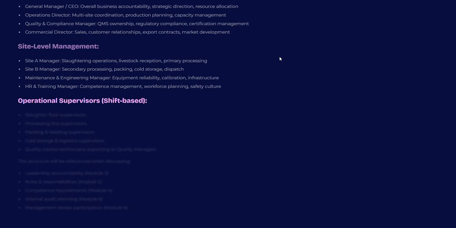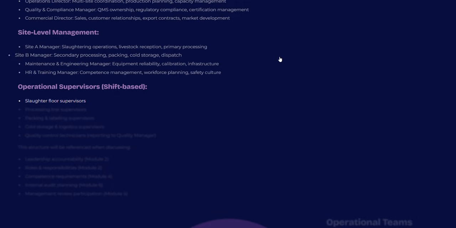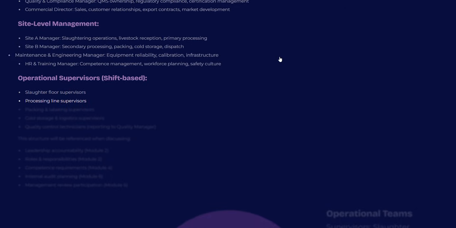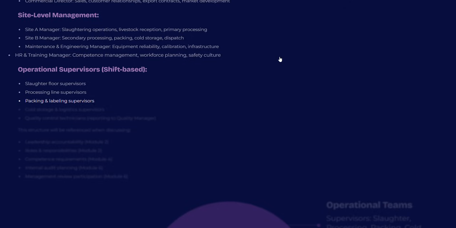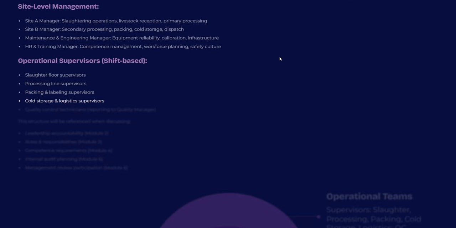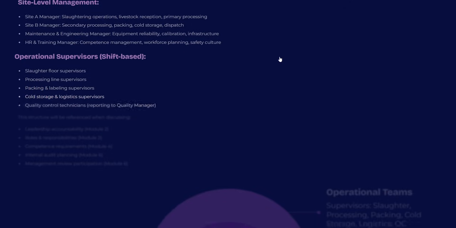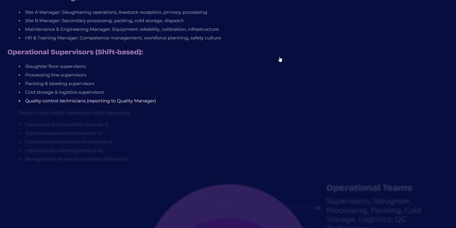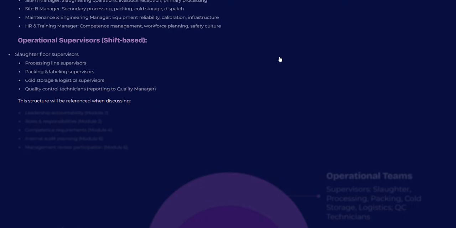So let's see the operational supervisors on a shift basis. You have slaughtering floor supervisors. You have processing line supervisors. And then we have packing and labeling supervisors. And we have cold storage and logistics supervisors, and quality control technicians or supervisors who are reporting to the quality manager.